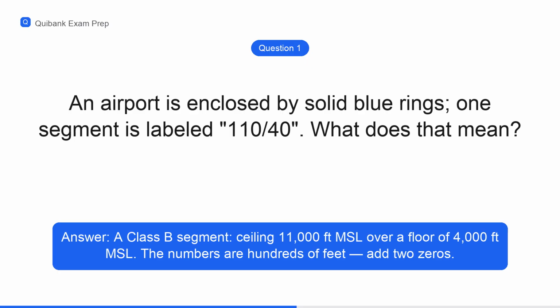First, airspace. On a sectional chart, an airport is enclosed by solid blue rings, and one segment is labeled 110/40. What does that mean? It is a Class B segment with a ceiling of 11,000 feet above sea level over a floor of 4,000 feet above sea level. The numbers are hundreds of feet, so you add 2 zeros. That single convention unlocks a whole category of questions.